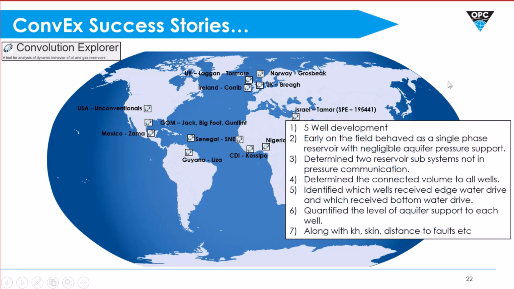So from this, it was a 5-well development. Early on, the field behaved as a single-phase reservoir with negligible aquifer pressure support. We determined 2 reservoir subsystems, not in pressure communication. We determined the connected volume to all wells. We identified which wells received edge water drive and which received bottom water drive. We quantified the level of aquifer support to each well. We did all this along with the usual KH, skin, distance to fault, etc.